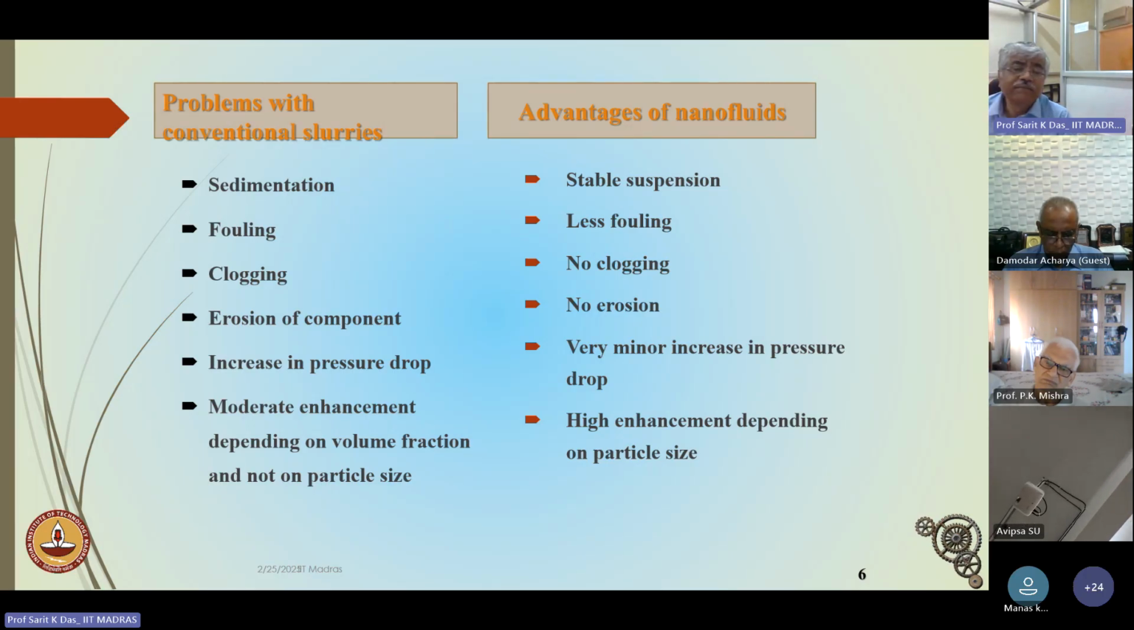There's no clogging we have seen so far. Erosion is negligible because the particles are nanoparticles, so the momentum transferred to the solid is so small. There is a very minor increase in pressure drop because the amount of particles is very small, and a high enhancement, which does not depend only on particle concentration or particle volume fraction, but depends on particle size. I will come to this later. The smaller the size, the more the enhancement of conductivity.